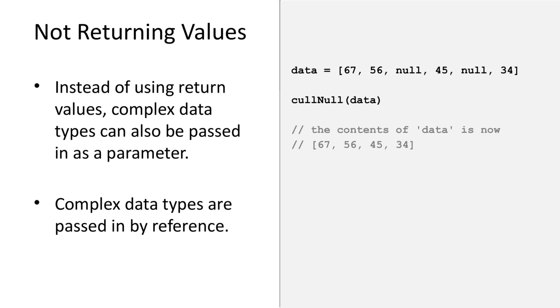Here is another example, using a list. In this case, the function filters out null values out of the list. The function updates the list that is passed in, so no value needs to be returned. Next, we will briefly mention documentation and testing.